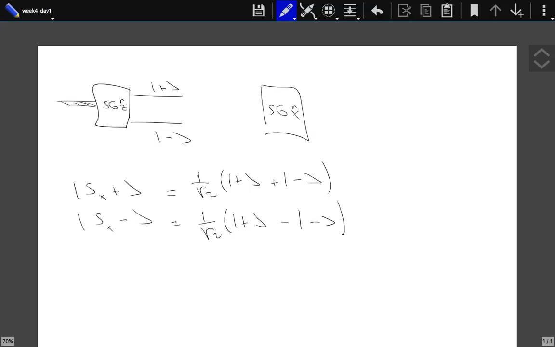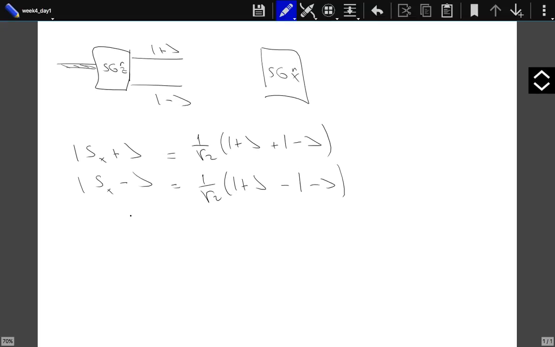But basically, who told us to use the Stern-Gerlach experiment with a magnetic field in the z direction? It was just a choice, and we could just have started with a Stern-Gerlach in the x direction, labeled our states with the eigenstates of that experiment, that measurement, and we could have just done the same thing.